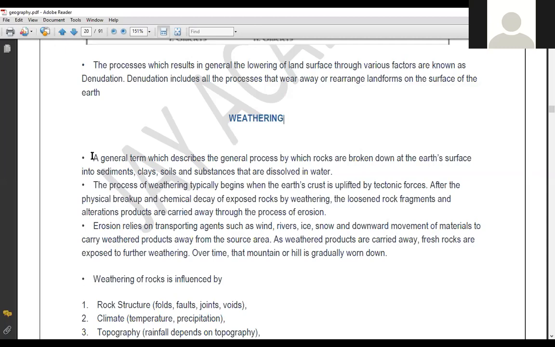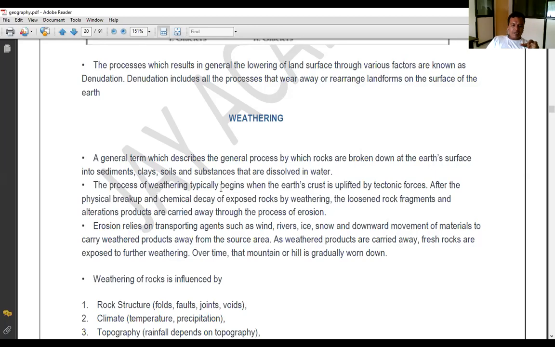Weathering is a general term which describes the general process by which rocks are broken down at the earth's surface into sediments, clays, soils, and substances that are dissolved in water. So what happens in weathering? The upper layer of the rocks is broken down at the surface into sediments. When the rocks are broken into small pieces, they are called sediments, right? If the size is very fine, then it is called clays and soils, and substances that are dissolved in the water. All those substances dissolved in the water at the upper level are called weathering.